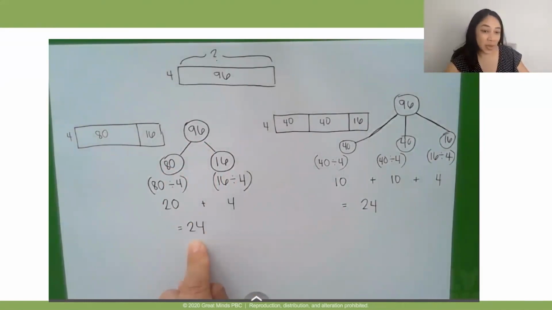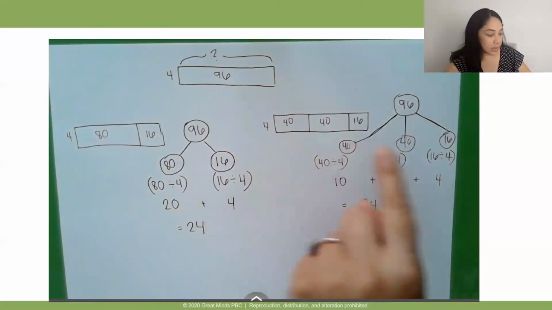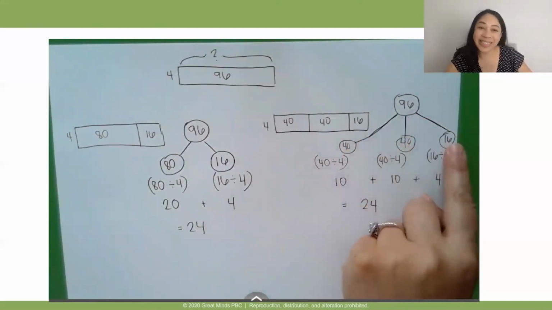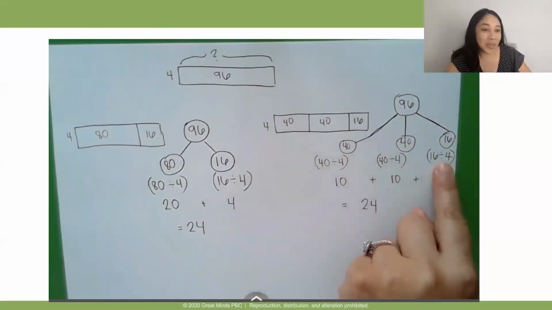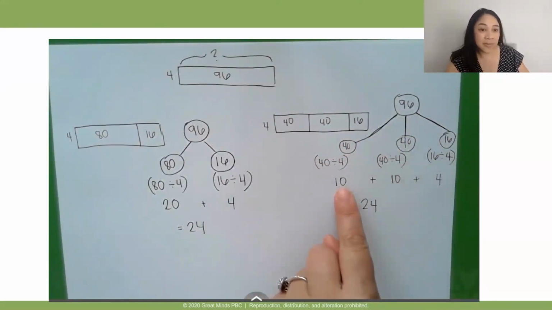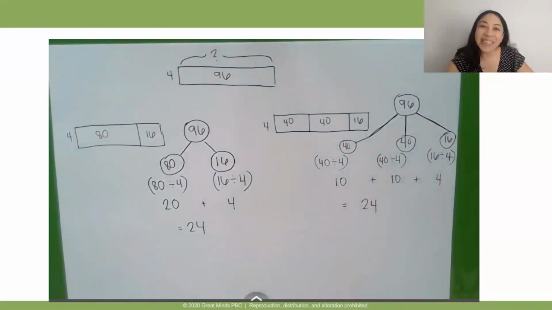The second way I did it was decomposing 96 into 40 plus 40 plus 16. Again, I divided each of the three parts by 4, which equals 10 plus 10 plus 4, which again, the sum is 24.